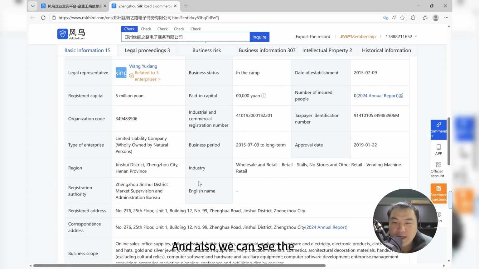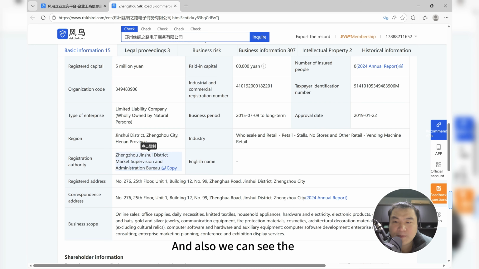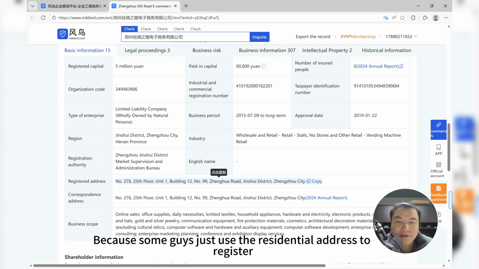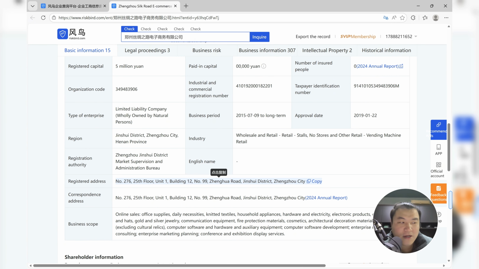Okay. And also we can see the registration, the register address here. So from this address I can tell, because I'm in China, so I know what the address belongs to. So this address is not commercial, it's a residential address. So this is maybe a little bit funny, because some guys just use a residential address to register the company.